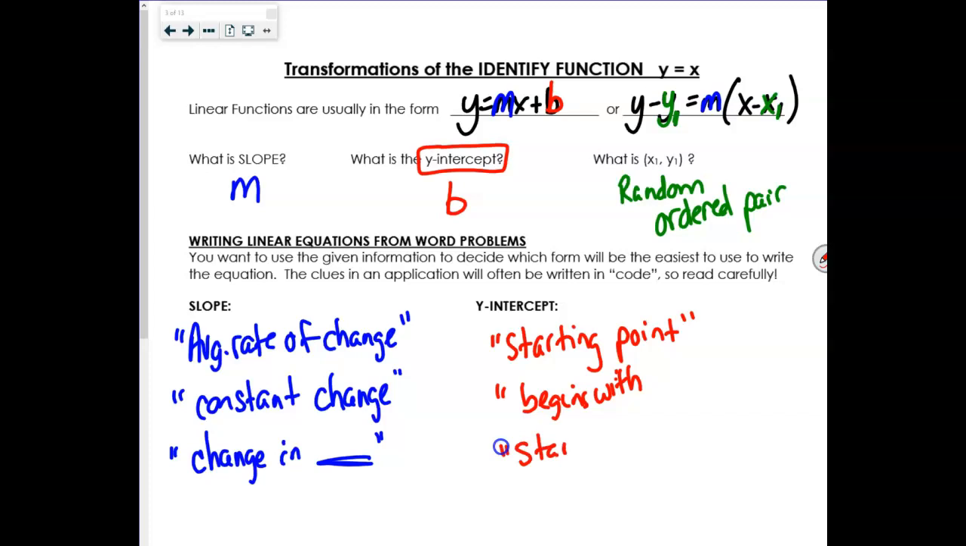Or good old starts with. So they're never going to come out and say, hey, by the way, this is your y-intercept. You're supposed to know. And that's half the trouble.